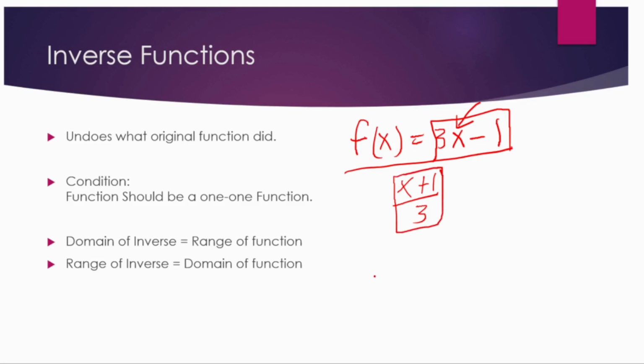So first let's discuss the notation. The notation is f minus 1 of x. This is the notation for the inverse functions. So now let's move on to the condition. The condition is that the function should be a one-to-one function.